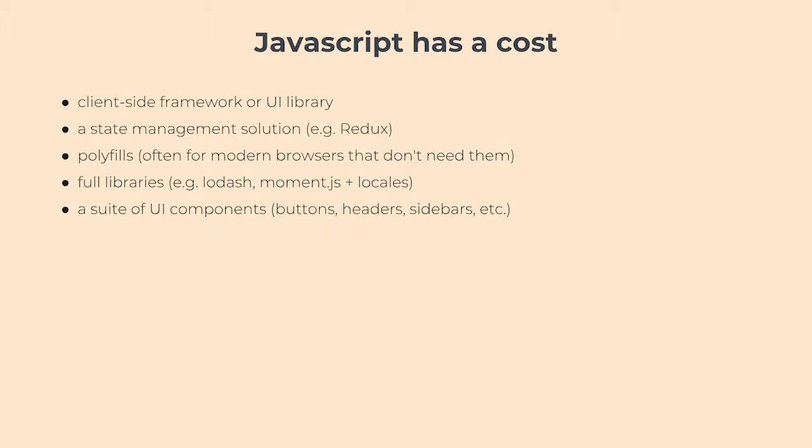Then we also use some polyfills, for example for Internet Explorer, or maybe also polyfills for JavaScript itself. For example, a lot of users use polyfills for promises, which are already implemented in ES6, so we don't need to add extra functionality on top of that. Then we also sometimes load full libraries, for example Lodash, so that can all bloat our website. And last but not least, we have the UI components like buttons and headers, all bundled together. And this code really adds up.